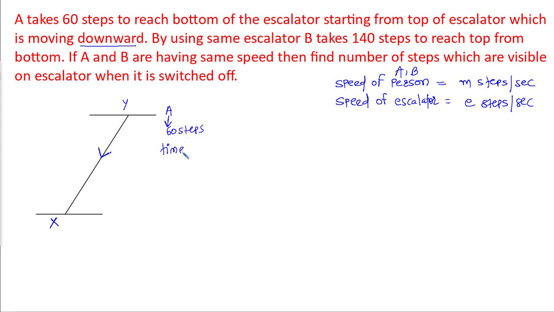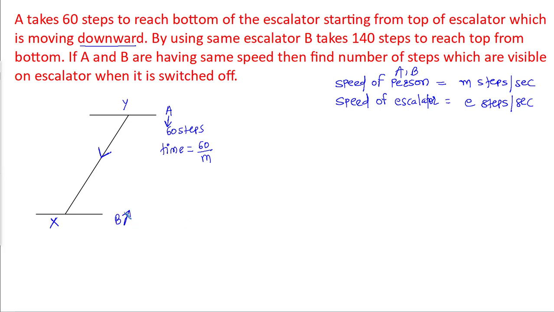Okay everyone, so for how much time A travels? Time is equal to distance to be traveled divided by speed. So A traveled 60 steps with the speed m. A traveled 60 steps with his own effort with a speed m steps per second. So for how much time A travels? 60 divided by m.